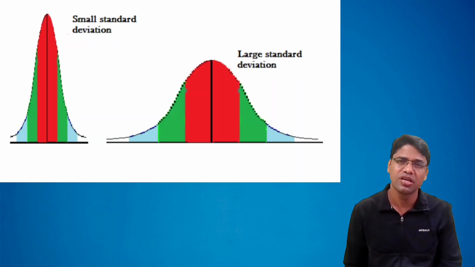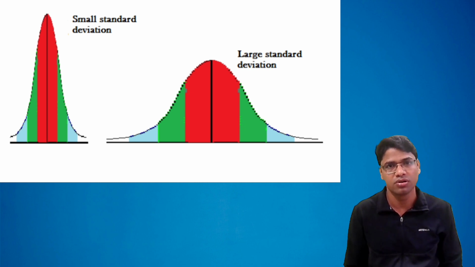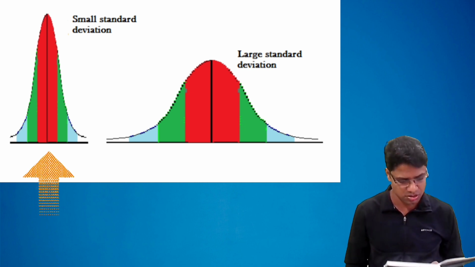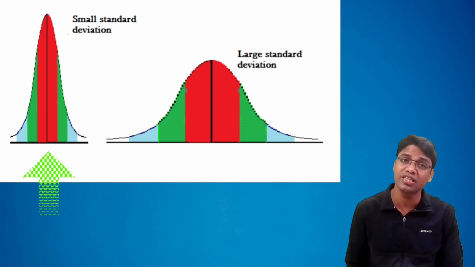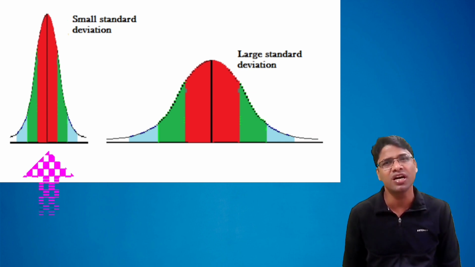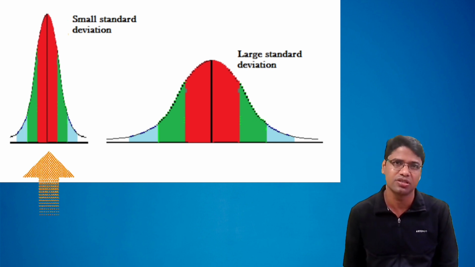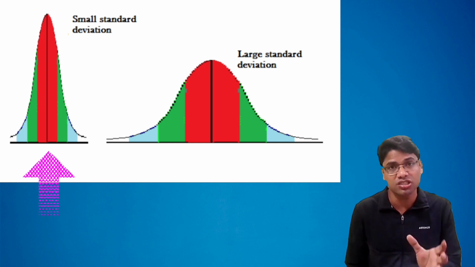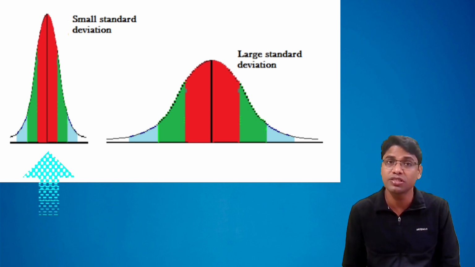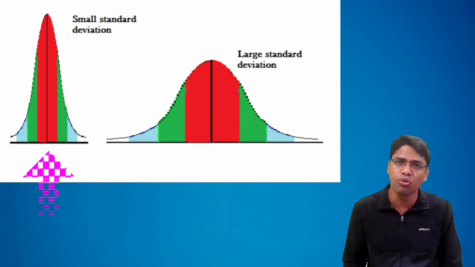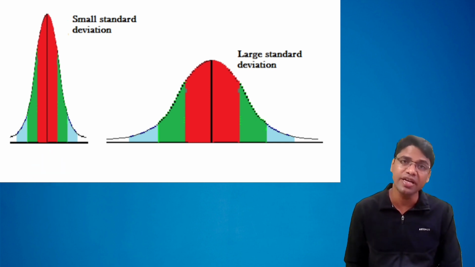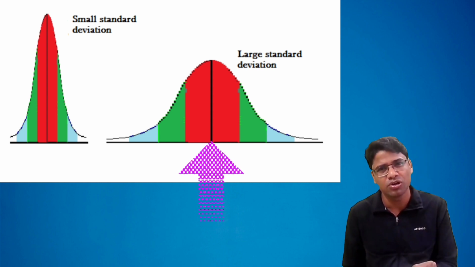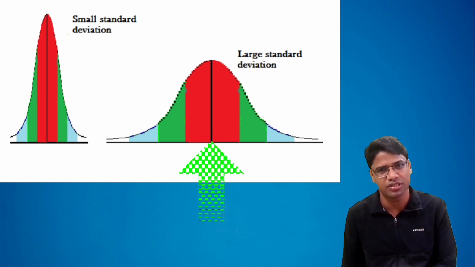Here are two examples shown on your screen. This example is a bell-like curve. In the first example, the narrow one indicates data is clustered around the mean. It is an example of low standard deviation because all the data is clustered around the mean. The dispersion of data is very low. That's why it is called low standard deviation. In the second diagram, data is more spread out, which indicates high standard deviation.